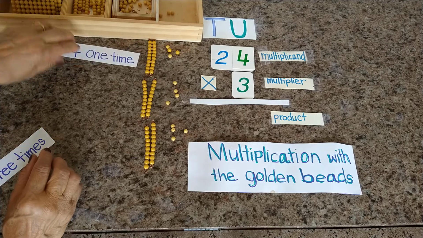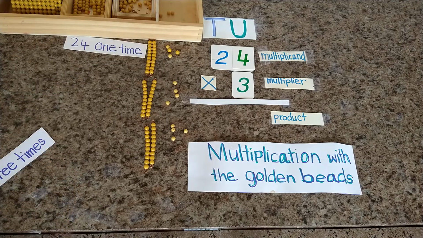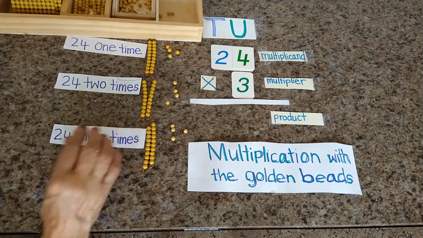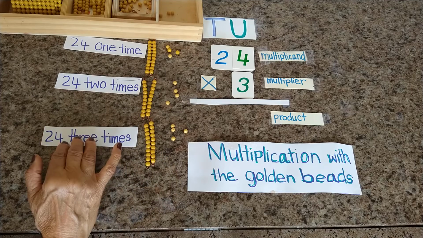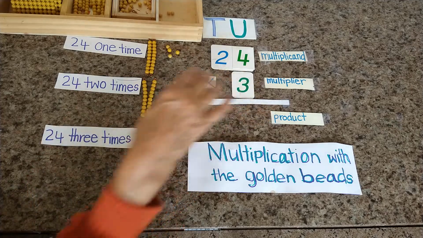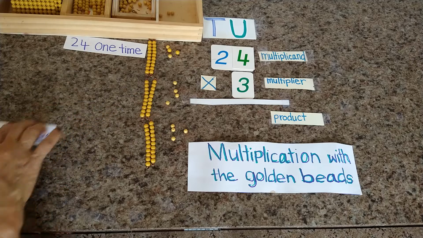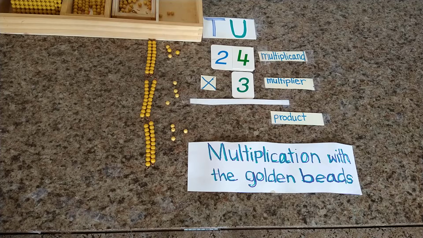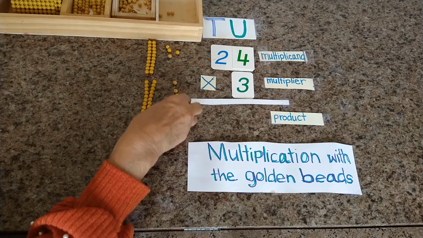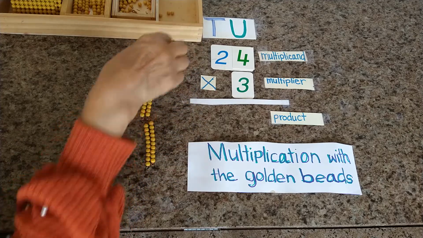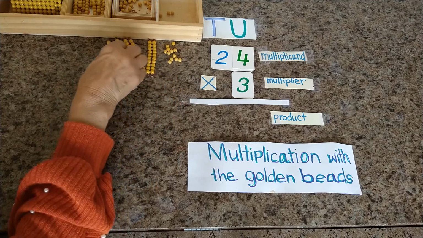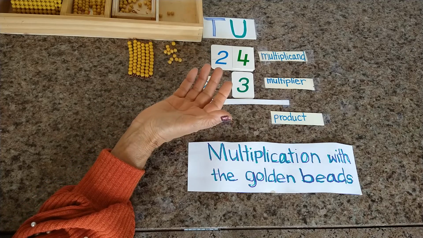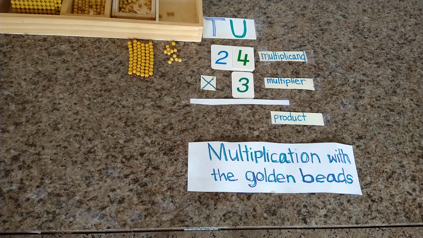We got 24 one time, 24 two times, 24 three times, because our multiplier is 3. So I'm going to remove these labels and let's put the quantity together. Let's put the units together. Let's put the tens together. So, all right, please count with me. We always begin counting with the units.